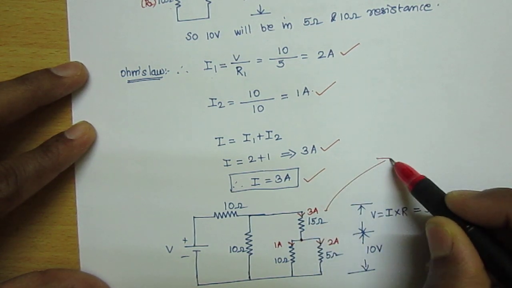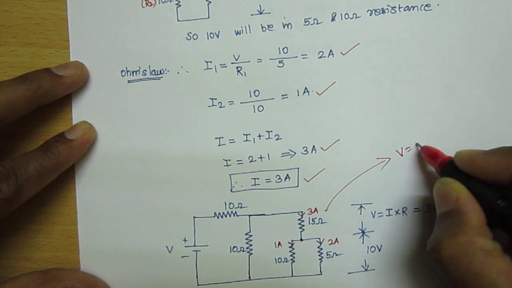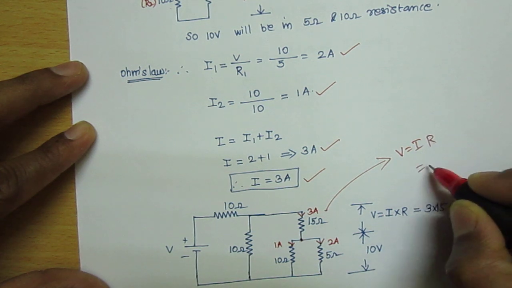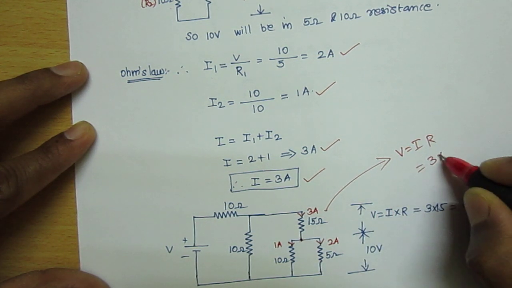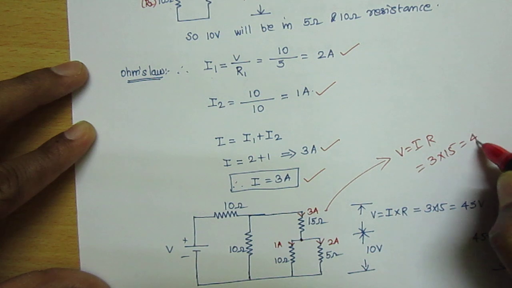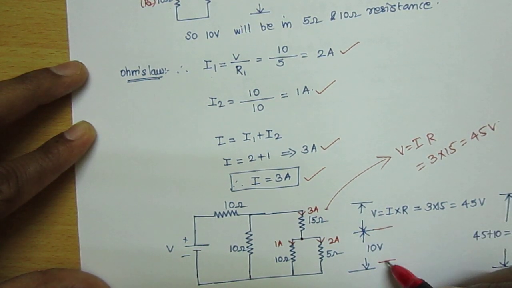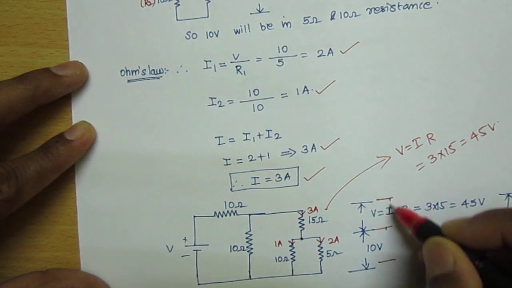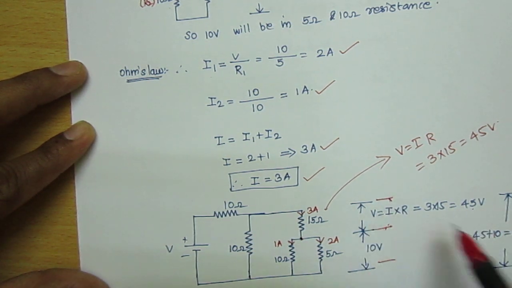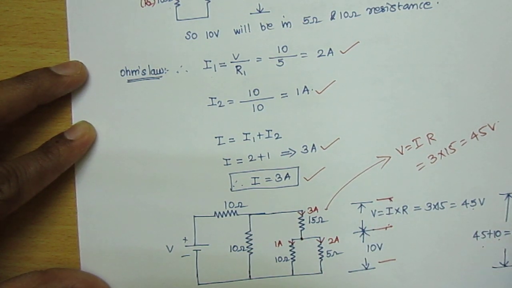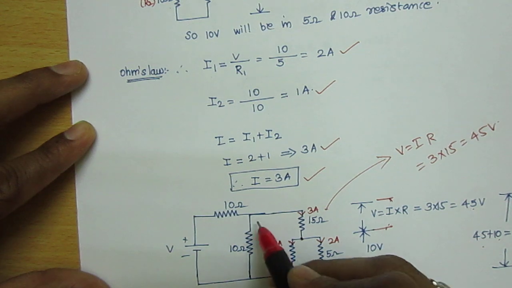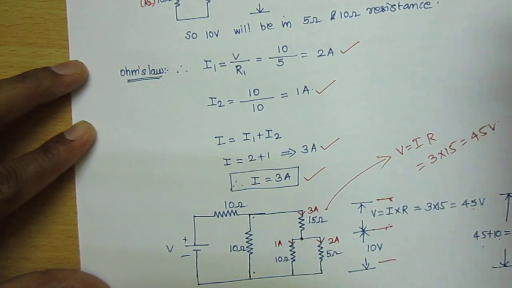So in this part, V is equal to IR. The I value is 3 amps and the R value is 15 ohms, so we get 45 volt. From here to here we are getting 10 volt, and from here to here we are getting 45 volt. So in total it is 10 plus 45, we get 55 volt. So 55 volt is across this total circuit, and the 55 volt will be present in this branch also.